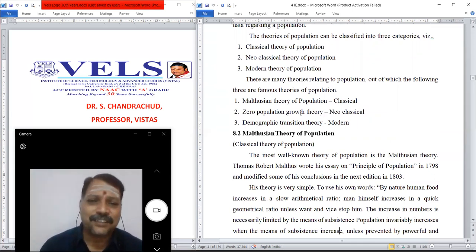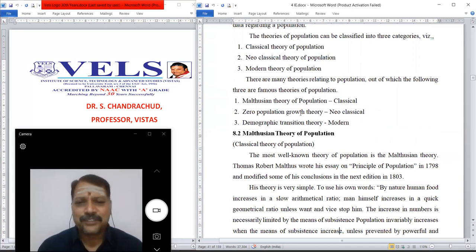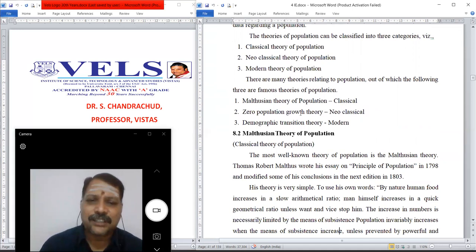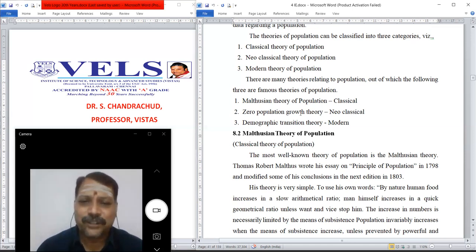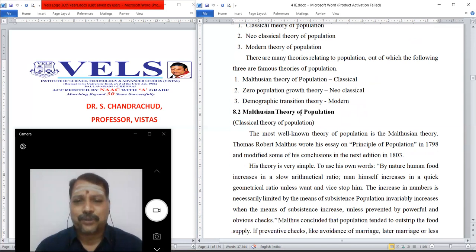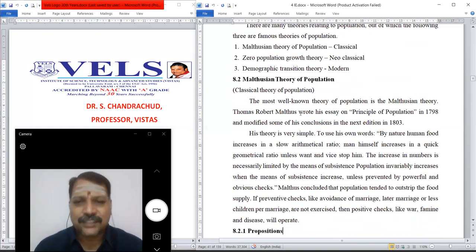In the classical version, we are going to discuss the Malthusian theory of population. In neoclassical, it is zero population growth theory. For modern theory, it is called demographic transition theory, which is also a corollary of zero population growth theory. Let us start with the Malthusian theory of population.